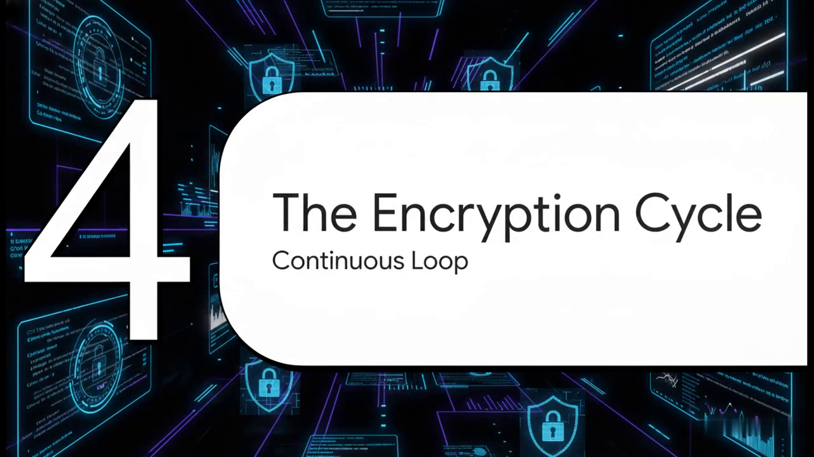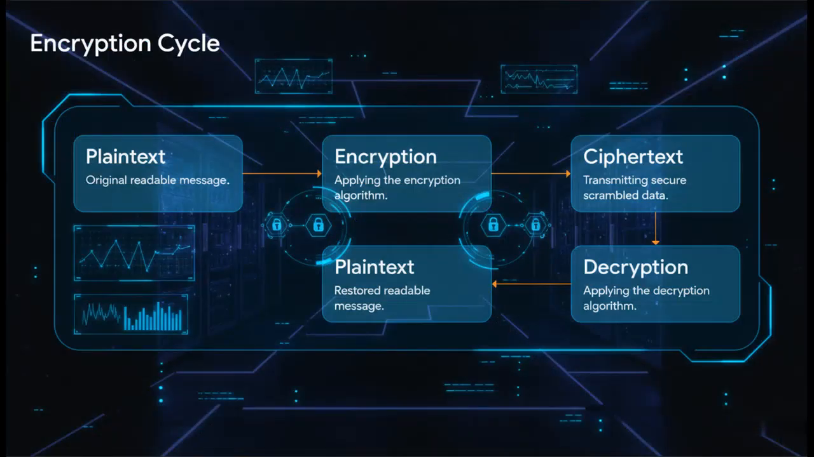Section 4. The encryption cycle. Let's see how all of this builds into a complete, continuous loop that protects our data both in transit and in storage. The encryption cycle is a really precise 5-step workflow. First, you have your plaintext. Then it's algorithmically locked into ciphertext, transmitted securely across the network, and finally, unlocked back into plaintext at its destination.